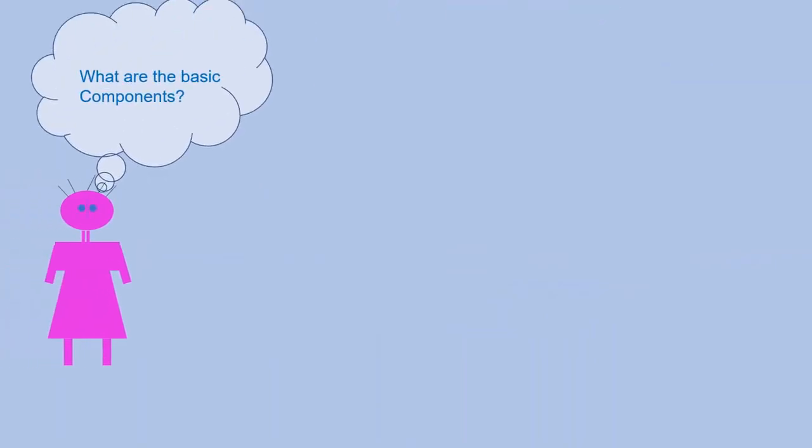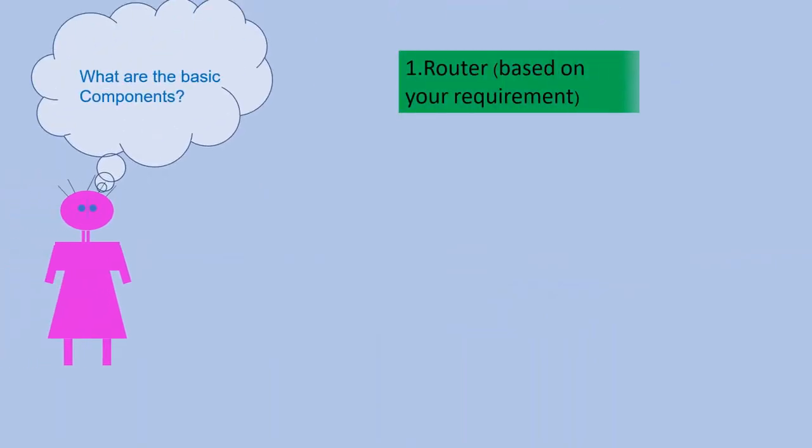What are the basic components of LAN? Number one, you need a router. This is a device which connects your network to the external world. Some routers have a modem integrated with it, or some use a separate modem from your internet service provider. Some have Wi-Fi capabilities and some don't. So there is a wide range of routers based on your requirement and usage.